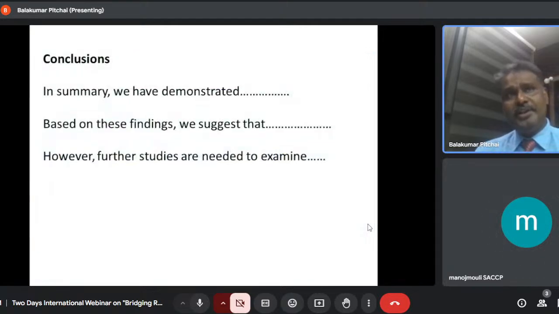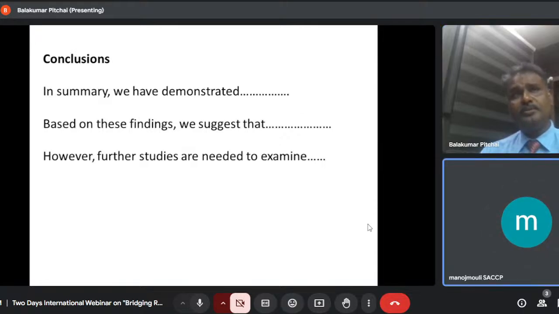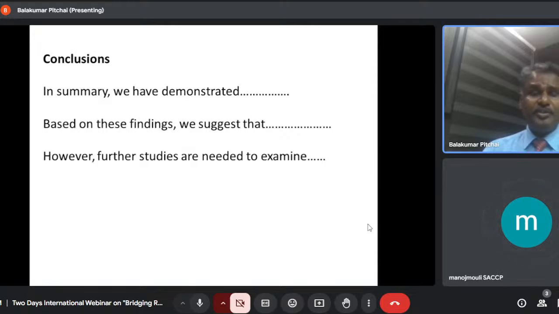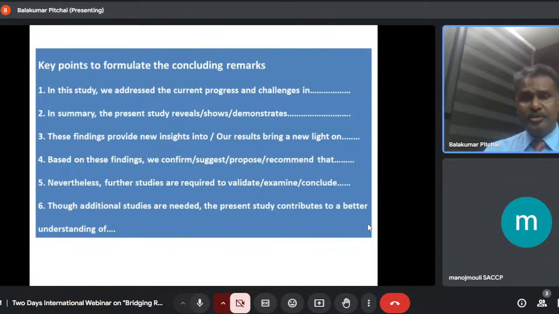So in the conclusion, which is the last paragraph of your discussion, you have to have three statements. Number one, in summary, we have demonstrated. Based on these findings, we suggest that. Nevertheless, studies are needed, because you are opening your study for future study. But in my opinion, these 3 points are not enough. So the present slide makes a very good conclusion part.